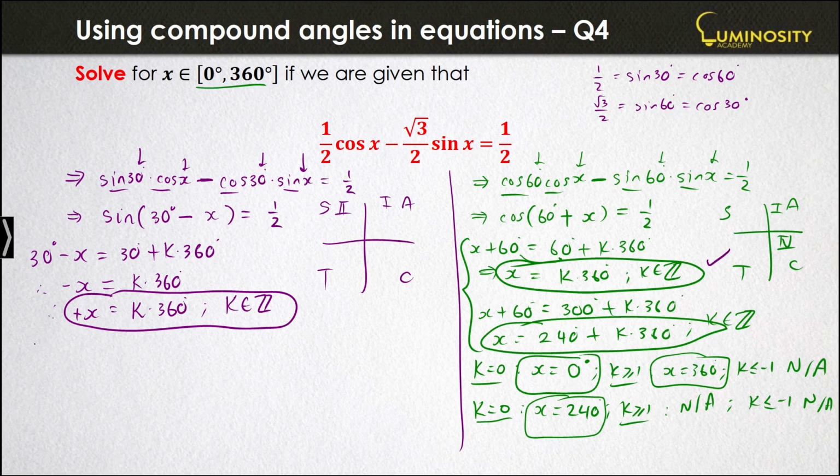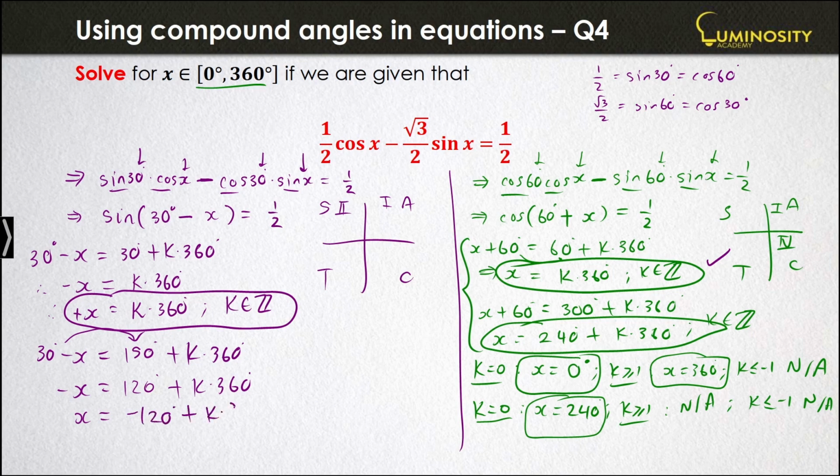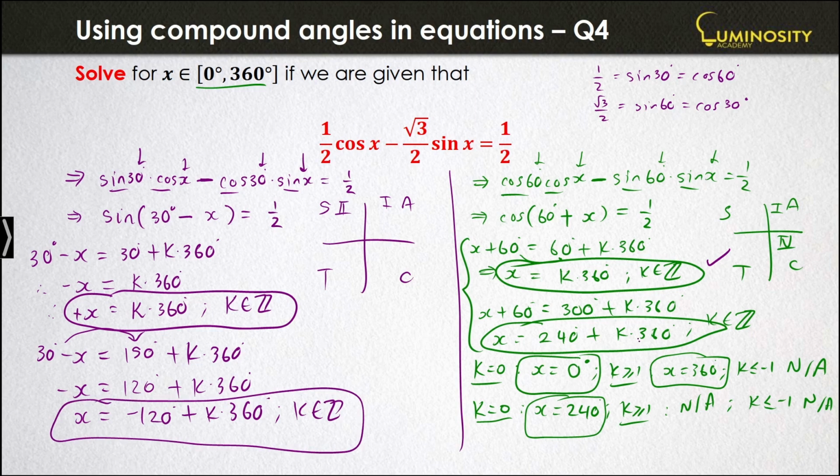For the second quadrant solution, 30 degrees minus x equals 180 minus the reference of 30, which is 150 degrees, plus k times 360. If I subtract 30 degrees from both sides, negative x equals 120 degrees plus k times 360. Multiplying both sides by negative 1, x equals negative 120 degrees, and again, since k is an integer, I can just write plus k times 360. You could argue that doesn't look like the earlier solution, but it's exactly the same: if I add a multiple of 360 here, I get exactly that solution.